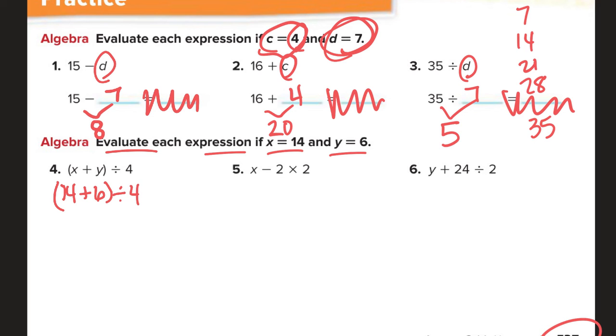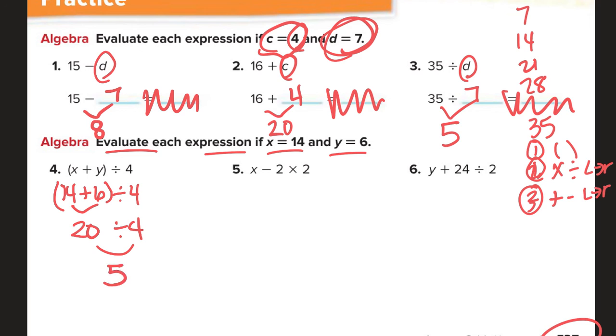Now remember, like remember how we did 1 is multiplying and dividing from left to right. 2 is adding and subtracting from left to right. But what does parentheses mean? Really, that should be first. First is always parentheses. Parentheses always means do it first. Doesn't matter what else is out there, do it first, parentheses. So first I need to do my 14 plus 6, and that will get me to 20. 20 divided by 4 is 5.